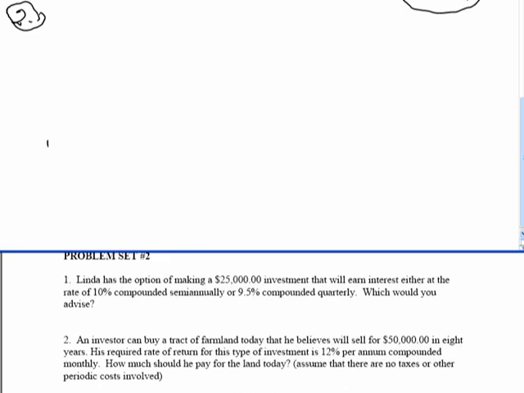Number 2 says an investor can buy a tract of farmland that he believes will sell for $50,000 in 8 years. His required rate of return for this type of investment is 12% per annum, compounded monthly. So this started out like a familiar problem from problem set 1, but the difference here is the 12% is compounded monthly. How much should he pay for the land today? And just some simplifying assumptions here, to make it a simple problem: assume no taxes or periodic cost involved.